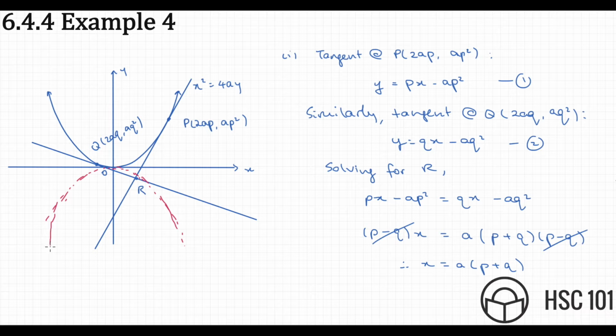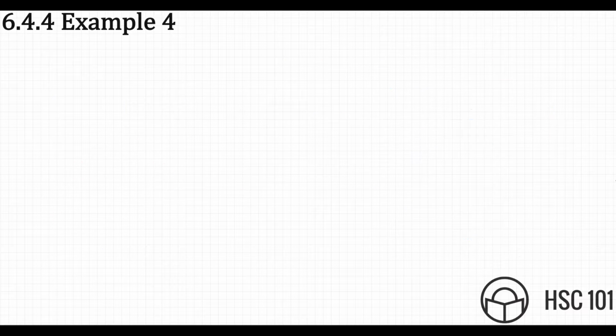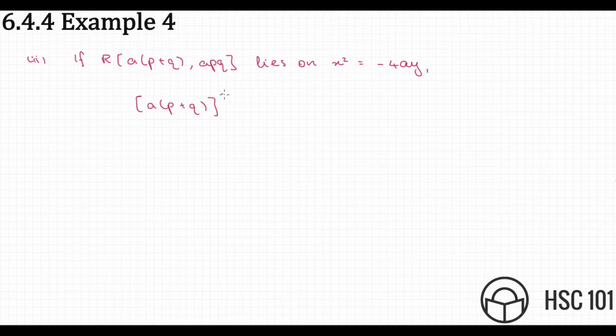So if I know that the tangents have to intersect on x squared equals negative 4ay, then the coordinates for R, which we just solved for, given by a(p plus q), comma, apq, must satisfy this equation. So using this condition algebraically, part 2: if R lies on x squared equals negative 4ay, then a(p plus q) all squared is equal to negative 4a times apq, because the coordinates must satisfy the equation of the curve it lies on.